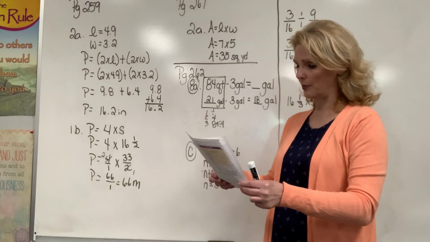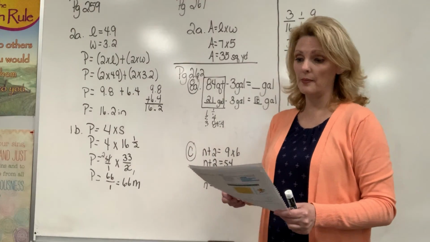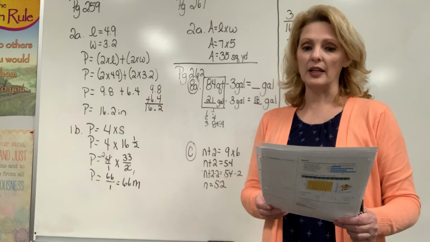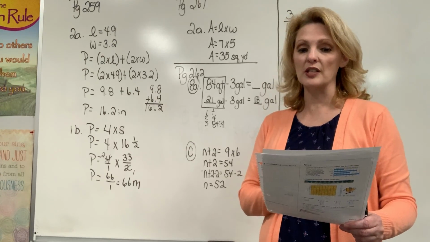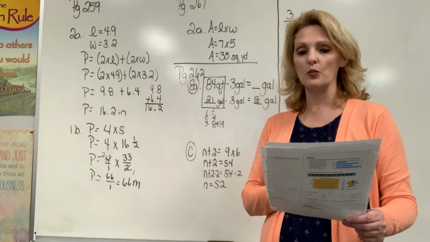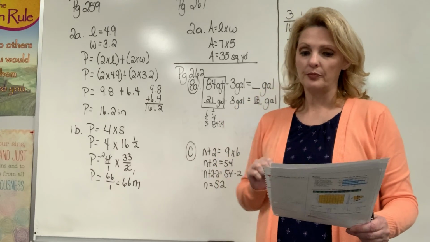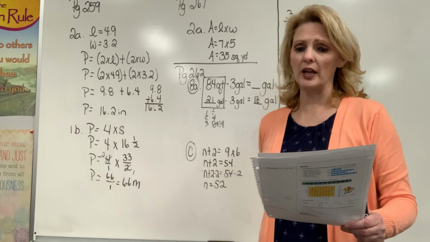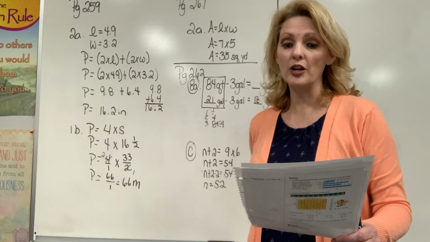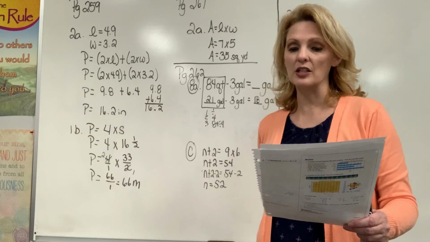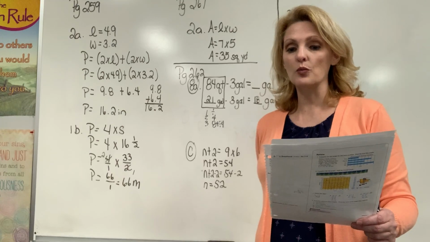All right, so let's skip over to page 261. They're talking about the area of a rectangle, and the formula that they want you to use is A equals length times width. There's also a box on that page. 144 square inches equals 1 square foot. 9 square feet equals 1 square yard. 43,560 square feet equals 1 acre. And 640 acres equals 1 square mile.